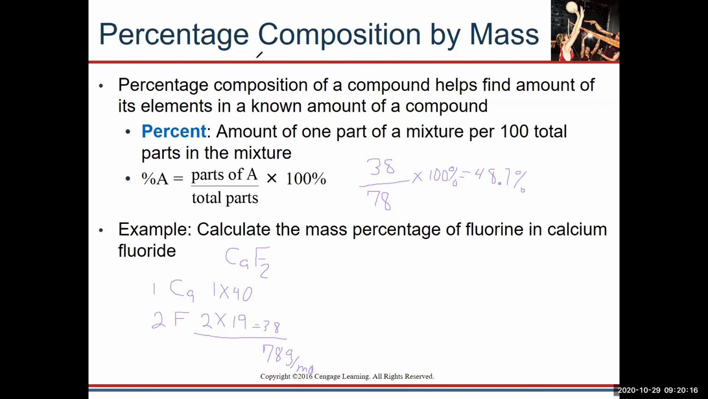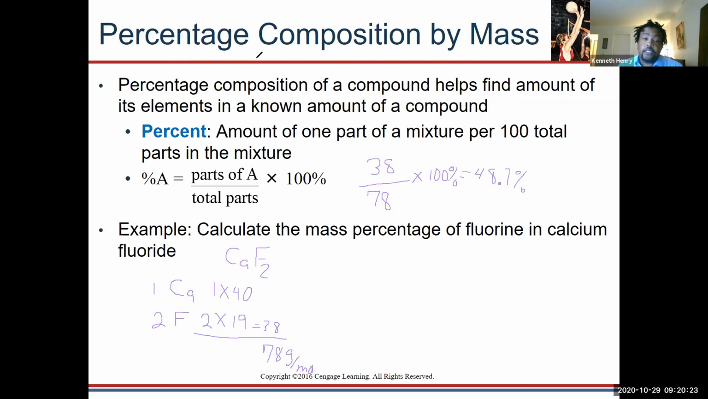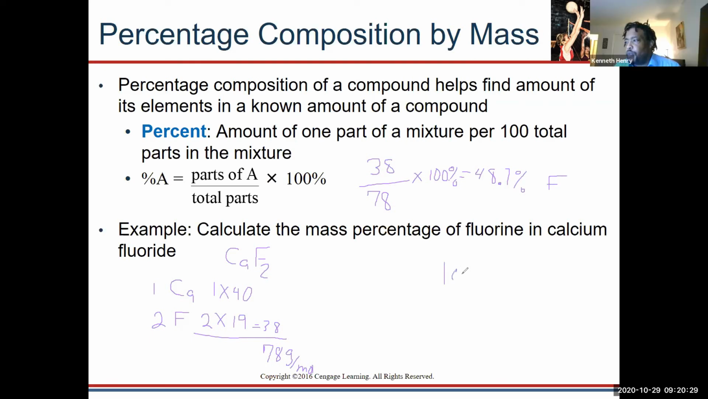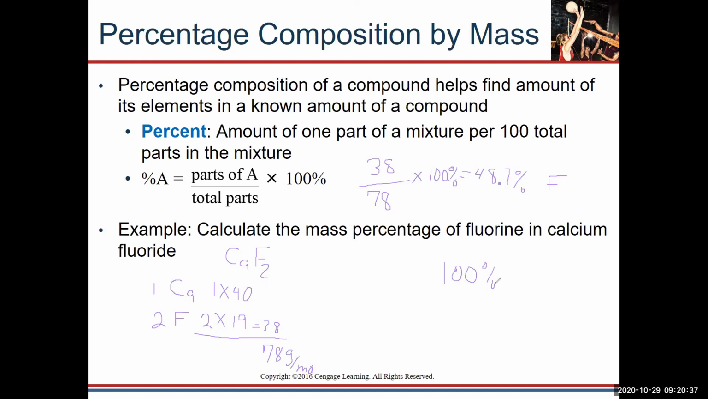Dr. Henry, would you do it for the calcium as well, or just the fluorine? So you could do it for the calcium as well, or you could just subtract it from 100, right? Because if you have 100% of something and 48% of it is one thing, the other has to be the other thing, right? Yeah, for sure. Okay.